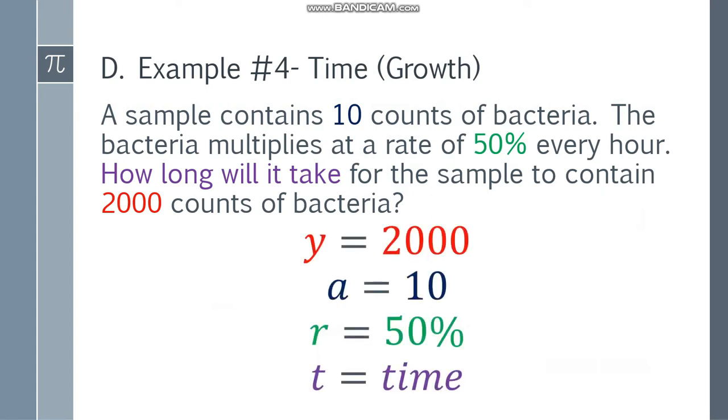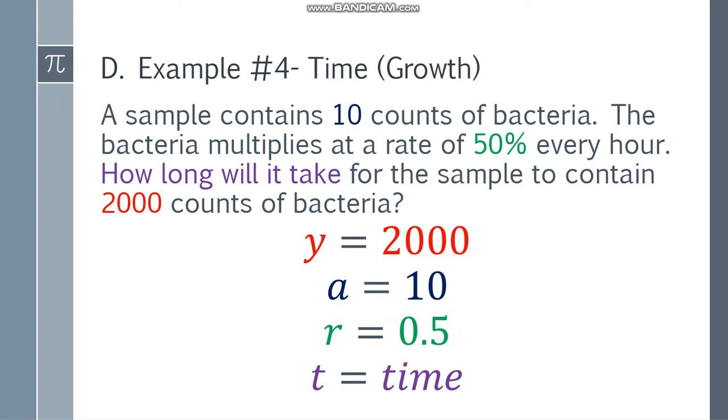Again, lagay mo yung mga formula, given. So, ang final amount natin dito ay 2,000, kasi the sample is to contain 2,000 counts of bacteria. And A, ang initial daw ay 10 counts. Simula siya sa 10, tatapos siya sa 2,000. Ang rate natin ay 50% at hinahanap natin yung time. So, change mo muna yung 50% to 0.5.